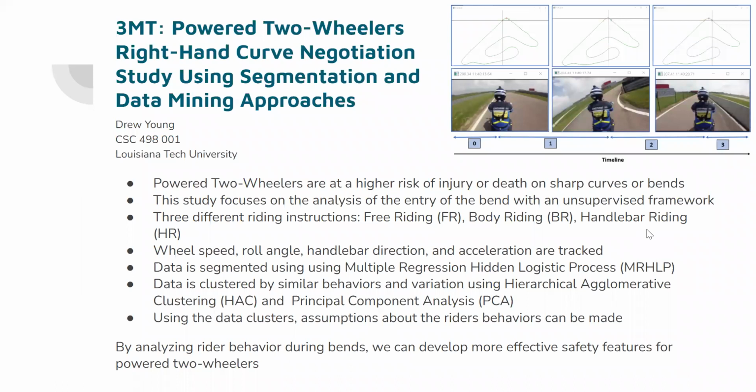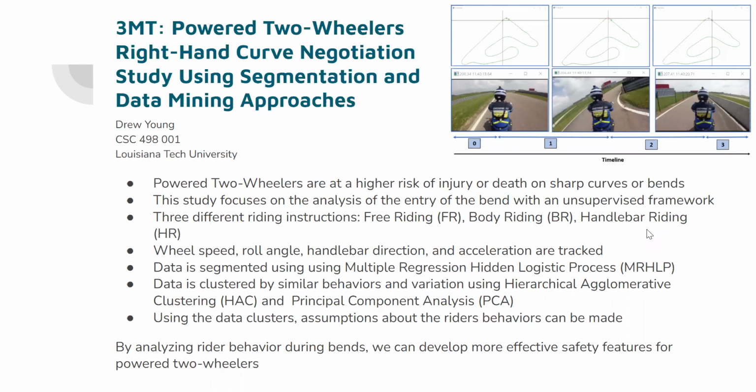In this presentation, I'll be talking about the research done by this study that uses data mining techniques to better understand how powered two-wheelers maneuver around corners and curves. Powered two-wheel vehicles are at a greater risk of injury and death. They face an increased risk on sharp curves and bends. With the data provided by this study, we can help determine why there's a greater risk and what can be done to decrease the risk as these vehicles become more popular.